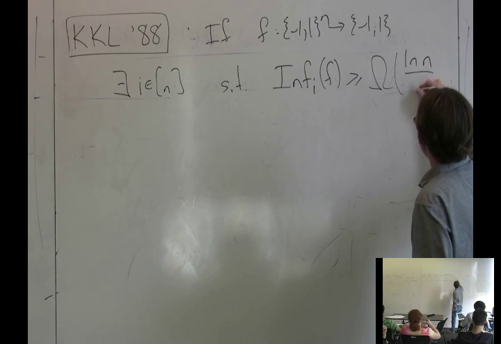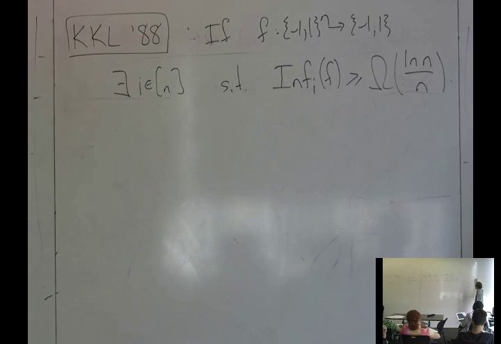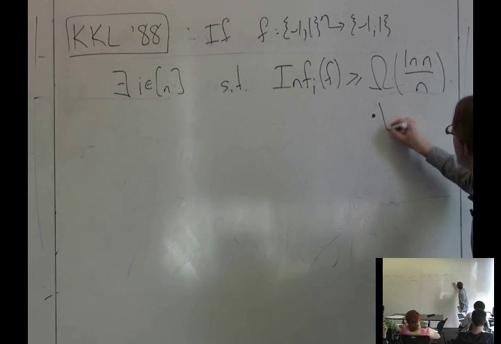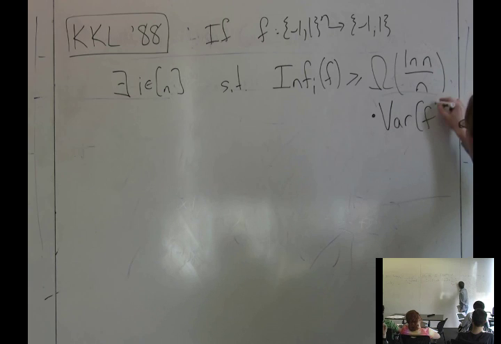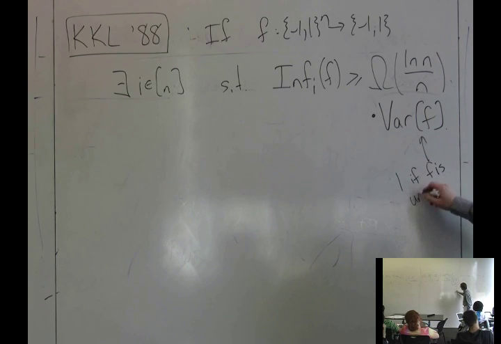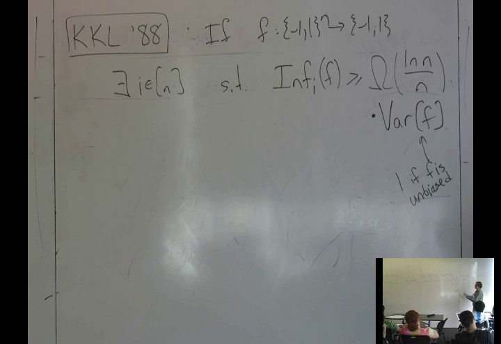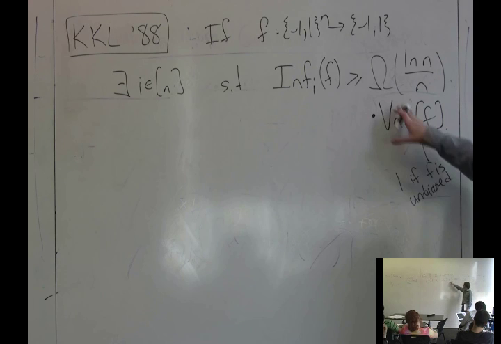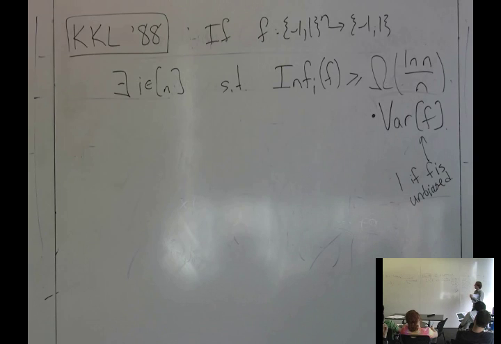Omega means up to a constant. So far it's false because there's this example, but times the variance of f. If you remember, the variance is a number that measures how close a function is to being constant. And this thing is 1 if f is unbiased. For example, if f is plus 1 with probability p, where p is small, then this is roughly proportional to p. So it actually covers a lot of cases. In particular, if you're unbiased or even nearly unbiased, you must have an influence that's at least ln n over n.